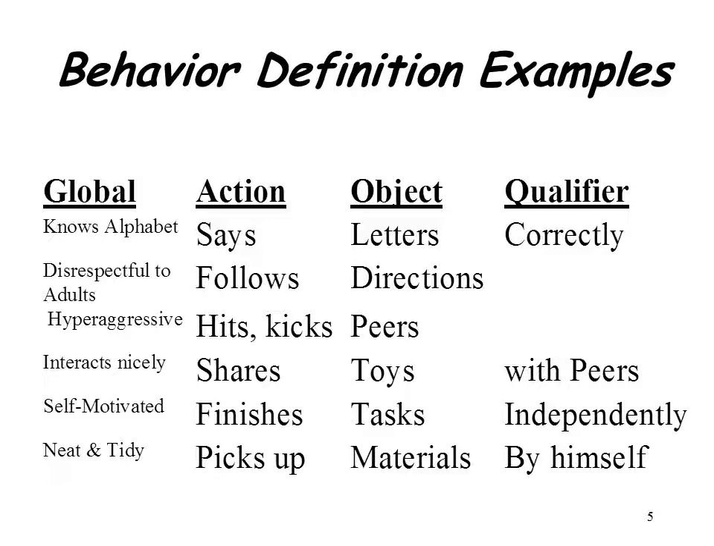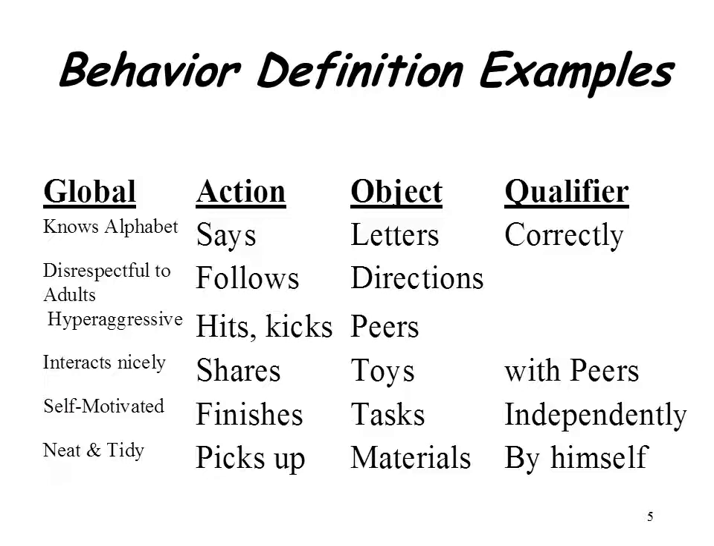This is an example of behavioral definitions. Well, these are not complete definitions, but it shows you some of the words that you might use in a definition. The first column gives examples of global statements. These are the ways that people usually talk. The next column is action. These are action words that describe specific behaviors.